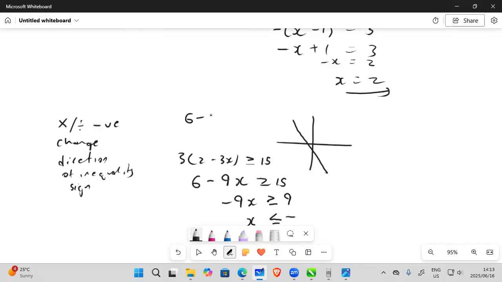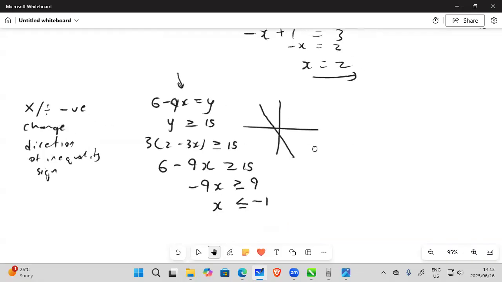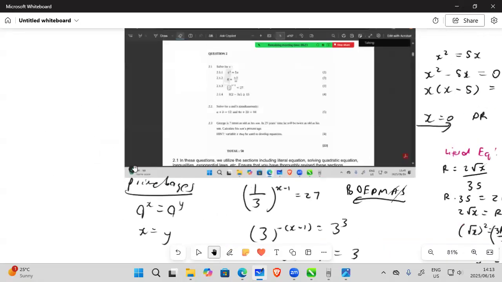Because 6 minus 9x is the same as y, and that's how we look at this as a function. Those are the y values. So where is y greater than or equal to 15? It's when I input x values that are less than minus 1. And I hope you understand that. I hope I made that correction and clarified that.